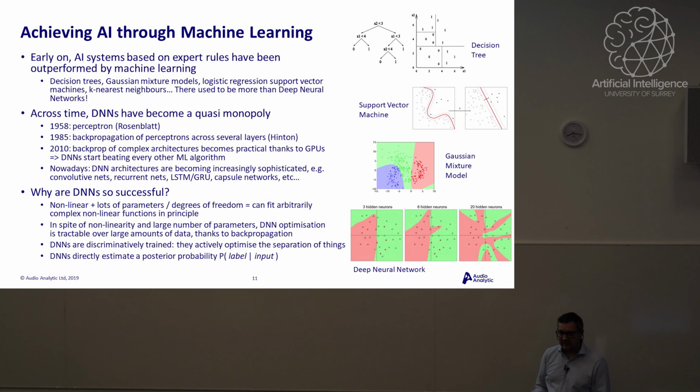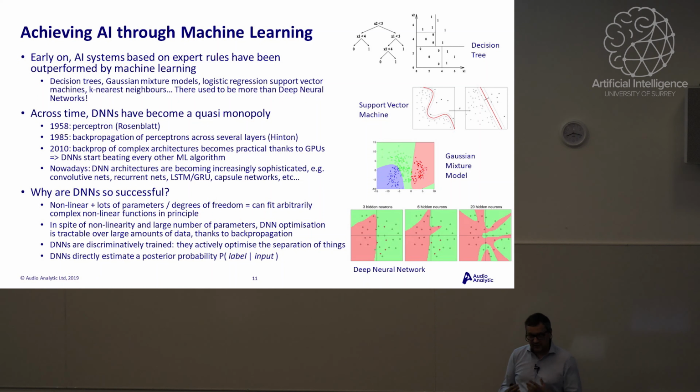And DNNs at this stage started beating every other machine learning algorithm. And nowadays, DNN architectures are becoming increasingly sophisticated. You have your convolutional nets, recurrent nets, LSTMs, and so on. John talked about that yesterday. But why are DNNs so successful? There are clear reasons for that. As I said, they are nonlinear and they have lots of parameters, and therefore lots of degrees of freedom. So they can, in principle, fit arbitrarily complex nonlinear functions.